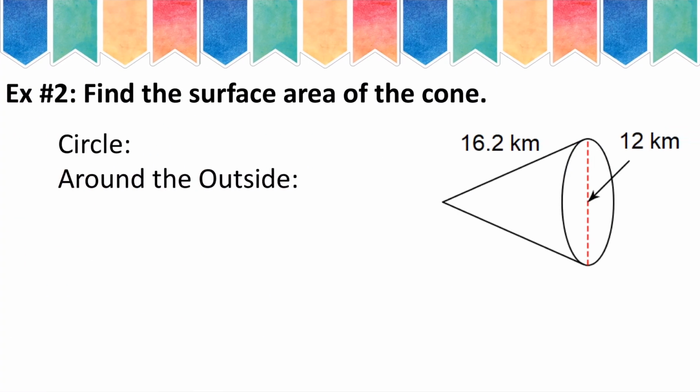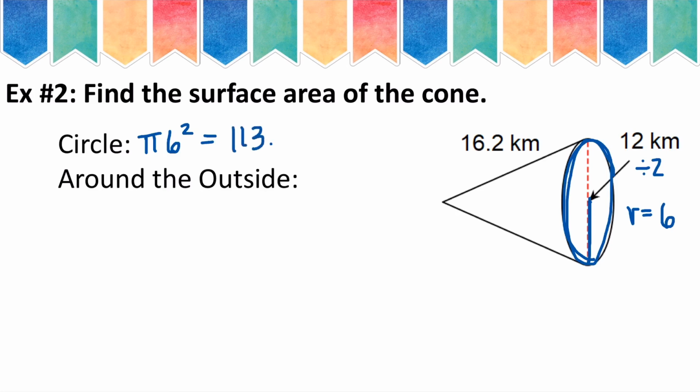Find the surface area of the cone. So I'm going to start with the circle along the bottom. I am being told that the diameter of this circle is 12, which means that the radius would just be 12 divided by 2. So my radius is 6. So when I calculate the area of the circular part of this cone, I'm going to do pi 6 squared to get 113.10.